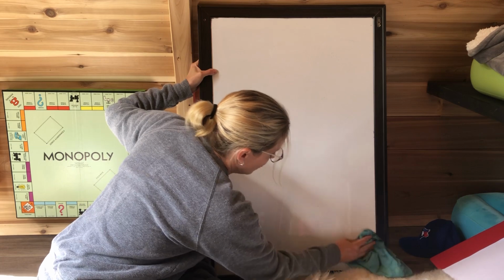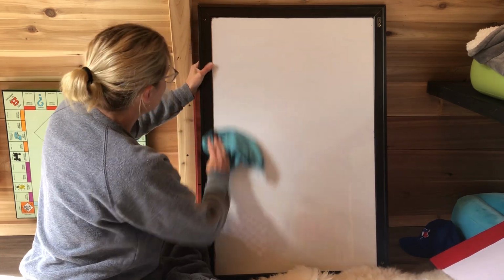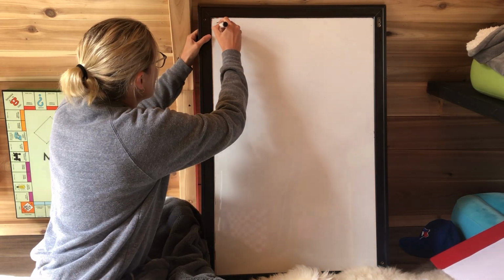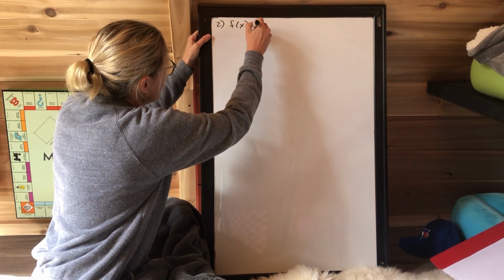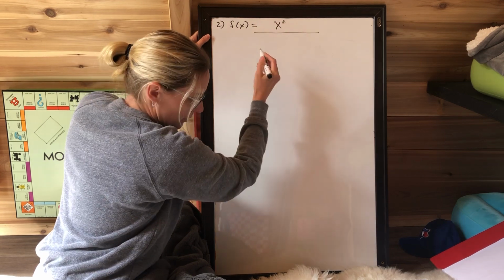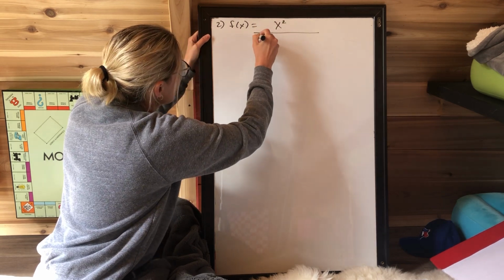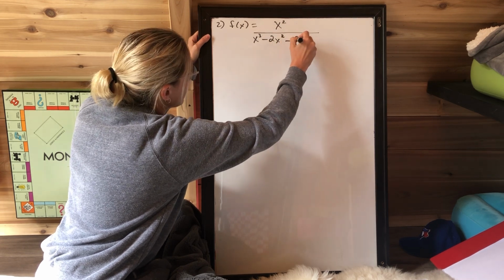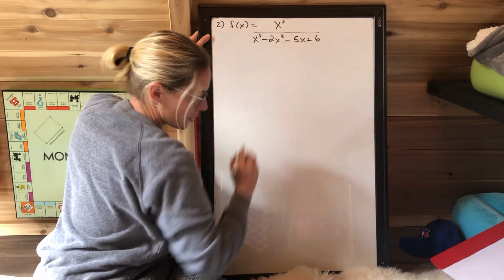So this example is, in my opinion, an even better one. Number 2 says f of x equals x squared in the numerator divided by x cubed minus 2x squared minus 5x plus 6. Make sure I get that right.